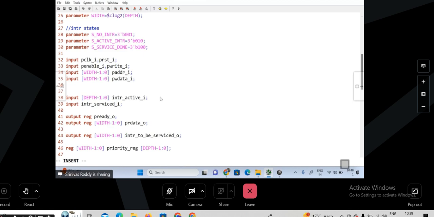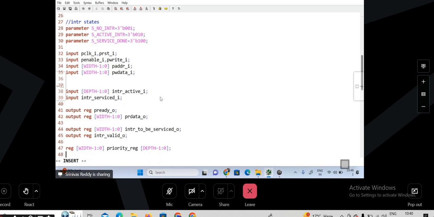Now, let us go to here. Now, case state. What is the first state? The state with no interrupt. Colon, begin and end. What happens in this state?